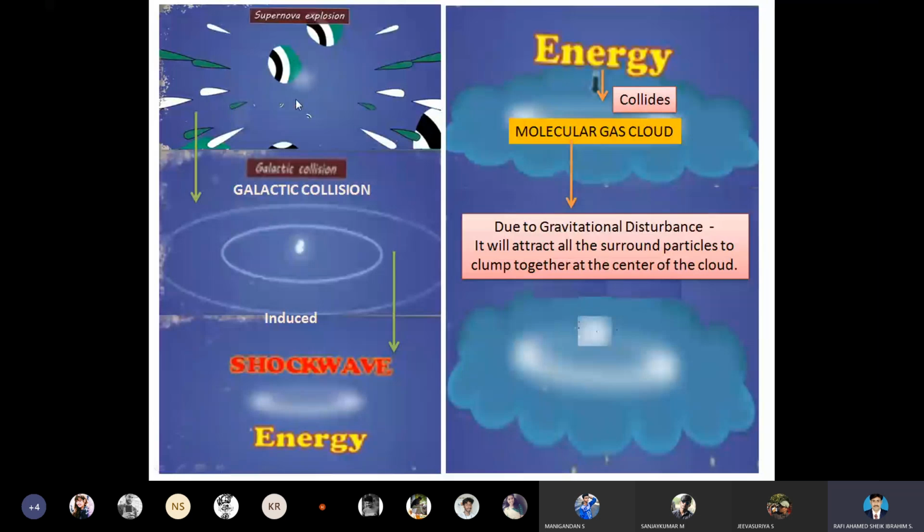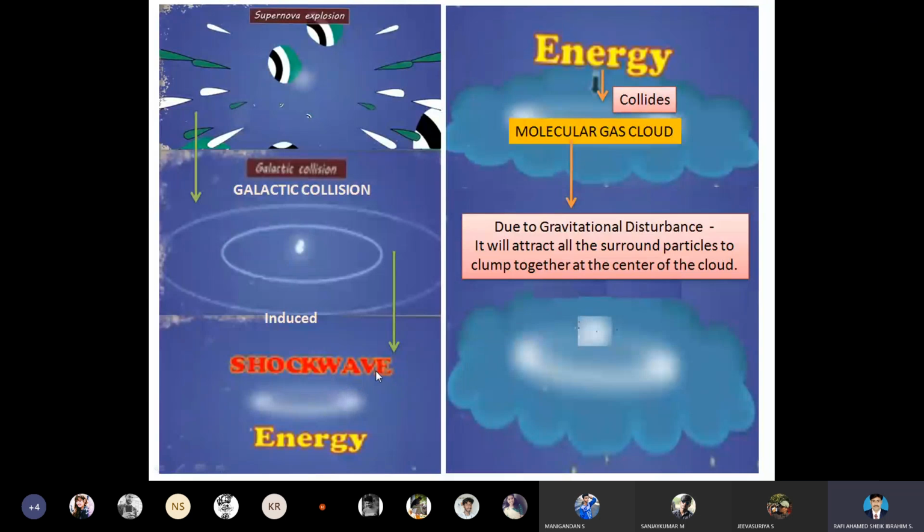So due to that collision, it's called a galactic collision. These exploded particles collide with the gas cloud, which contains dust and gases. The exploded elements collide with the gas cloud. During the galactic collision, they induce a shock wave.